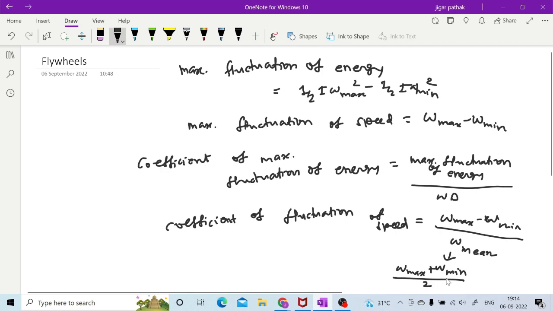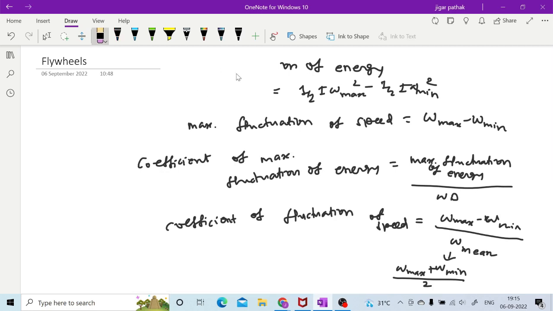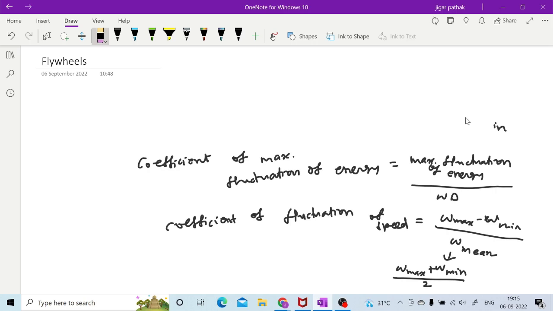Once you have an idea about the maximum fluctuation of energy, maximum fluctuation of speed, then the coefficient of fluctuation of energy and the coefficient of fluctuation of speed, then you can go and find some of the relations between the coefficient of fluctuation of energy and your inertia and the maximum coefficient of fluctuation of speed. So we will derive that relation for this flywheel.